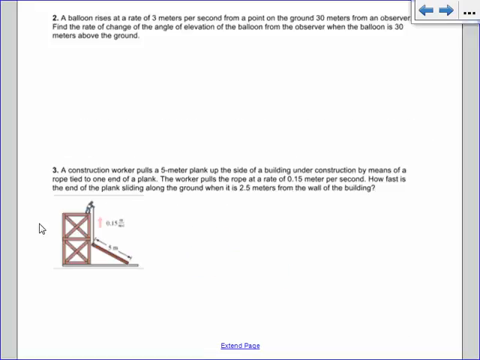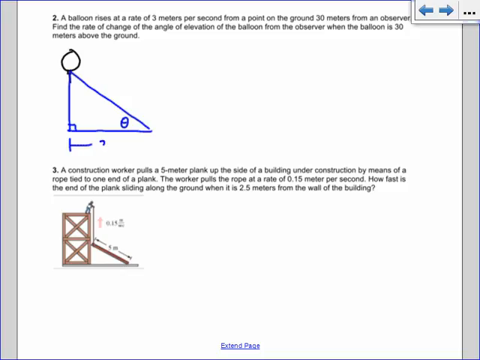Okay, so let's try the next one. It says a balloon rises at a rate of 3 meters per second from a point on the ground, 30 meters from an observer. Find the rate of change of the angle of elevation. So our angle is changing. It's getting bigger as the balloon goes up.